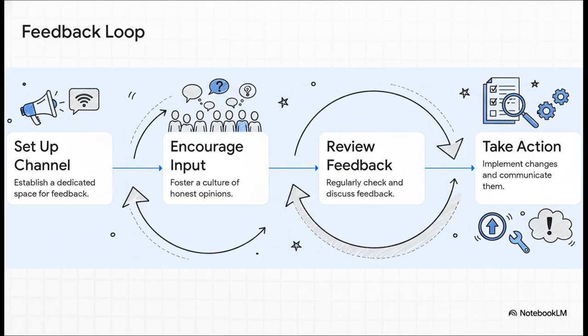To facilitate continuous improvement, the source recommends implementing a formal feedback loop. This involves 4 distinct steps: establishing a channel, encouraging candid feedback, reviewing that feedback on a regular basis, and, critically, acting on it and communicating the resulting changes.